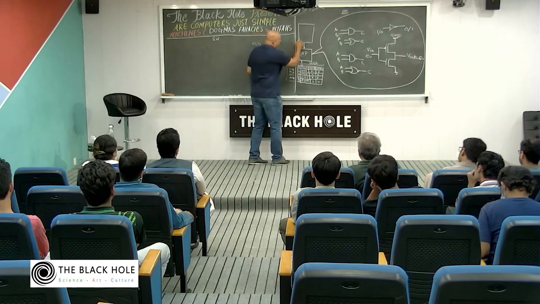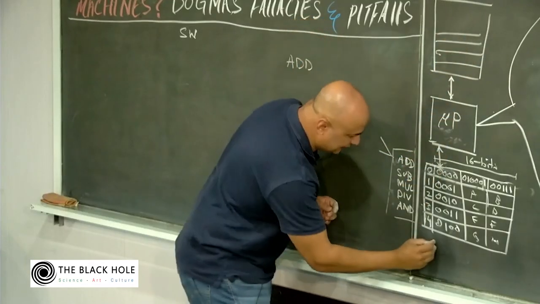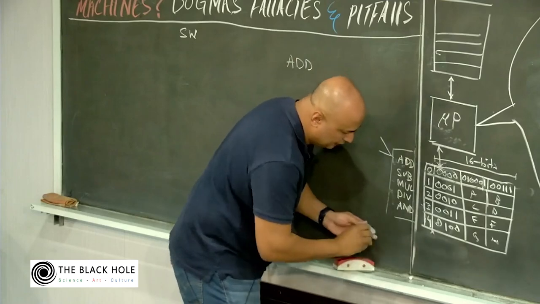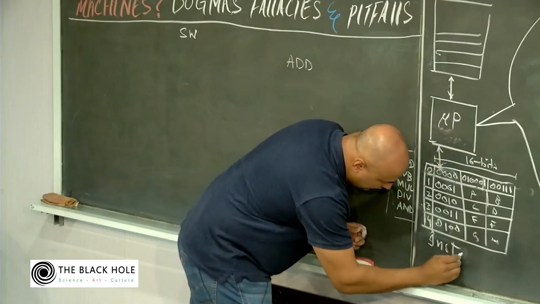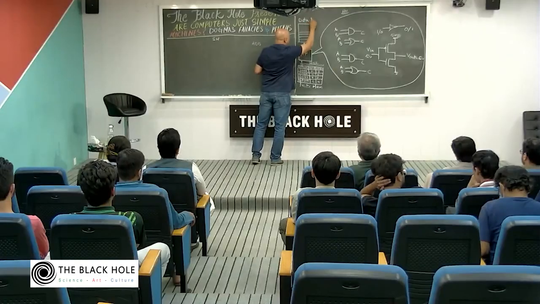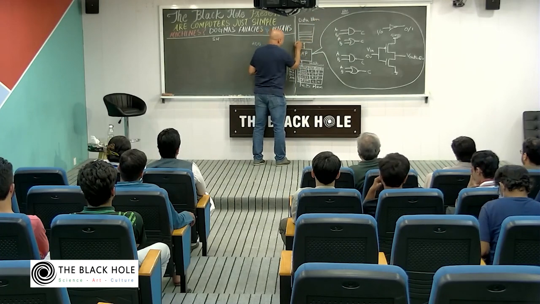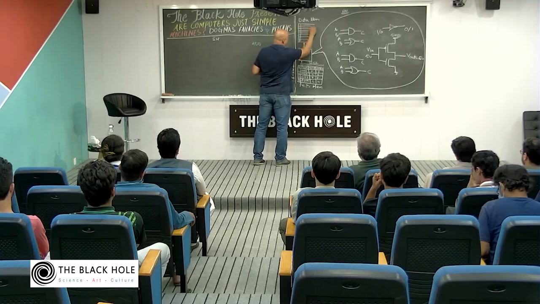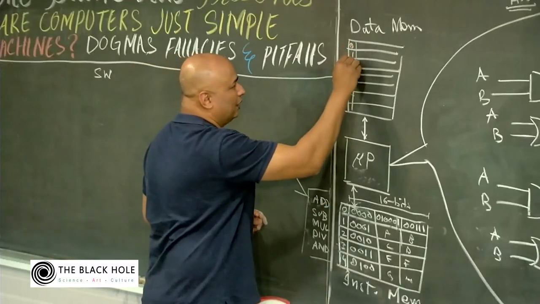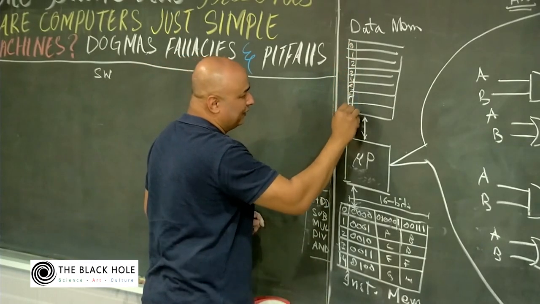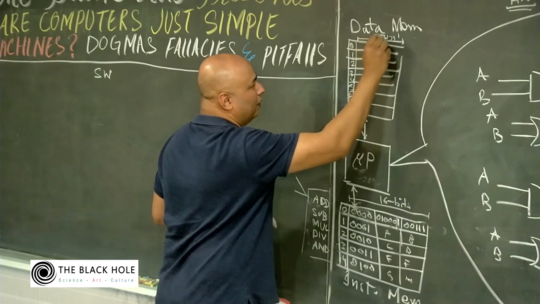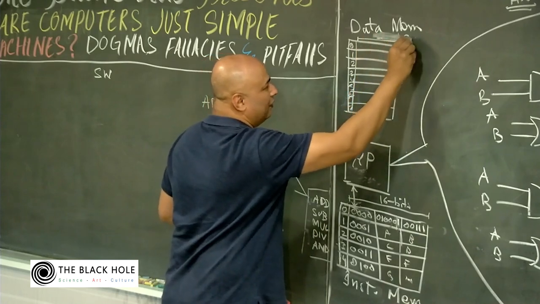So here we have an instruction memory. Instruction mem. And this is data mem. Again, since it's a memory, it would have an address for every location, like 0, 1, 2, 3, 4 indexing. So it would be 0, 1, 2, 3, 4, 5, 6, 7. And it would have, let's say, a 32-bit number here.